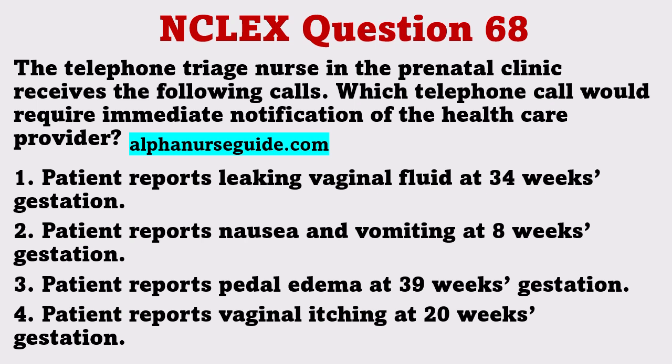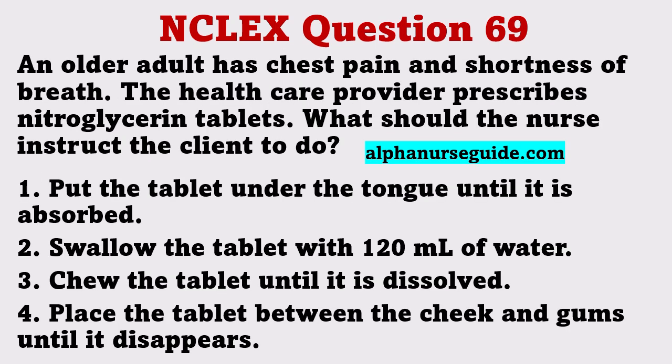An older adult has chest pain and shortness of breath. The healthcare provider prescribes nitroglycerin tablets. What should the nurse instruct the client to do? 1. Put the tablet under the tongue until it is absorbed. 2. Swallow the tablet with 120 milliliter of water. 3. Chew the tablet until it is dissolved. 4. Place the tablet between the cheek and gums until it disappears.